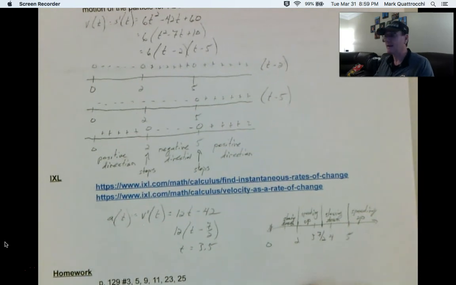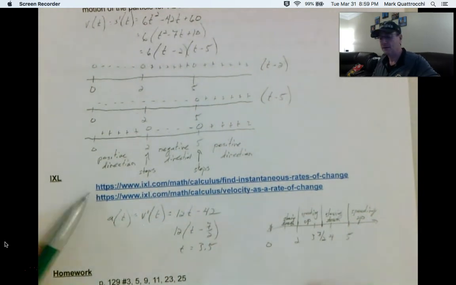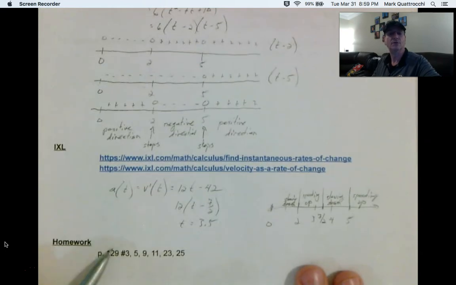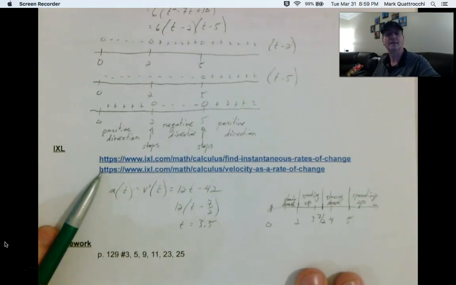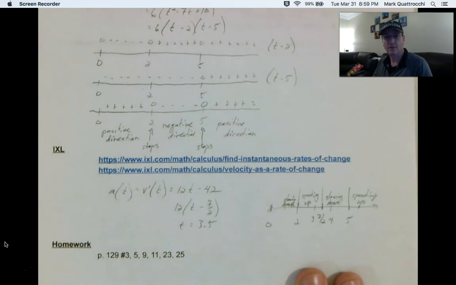All right, that's the end of this unit. You should do the bookwork, and these IXLs are pretty good to look at to try and practice.